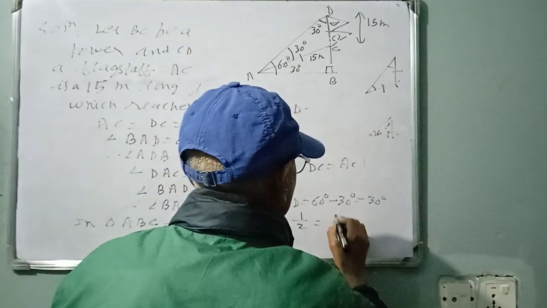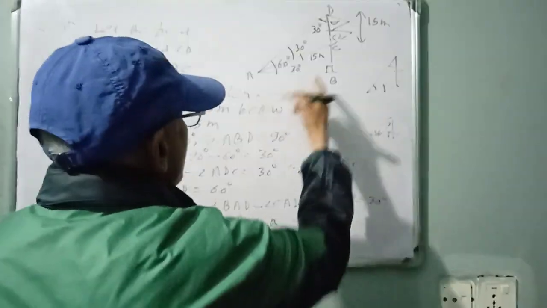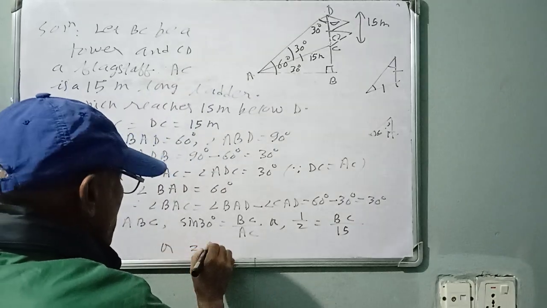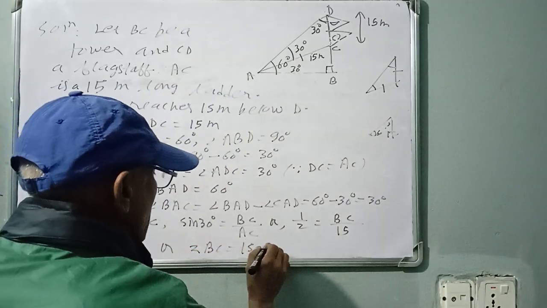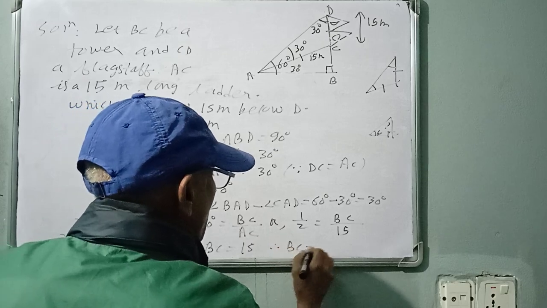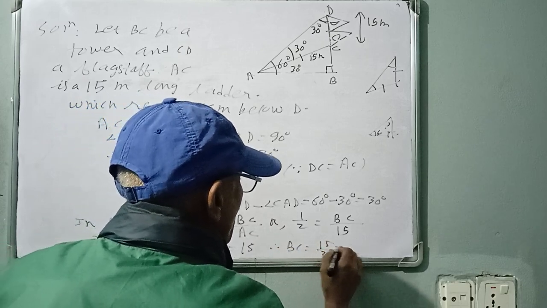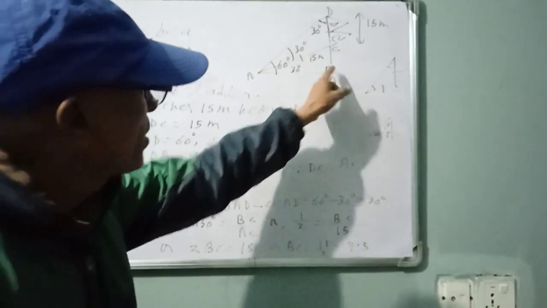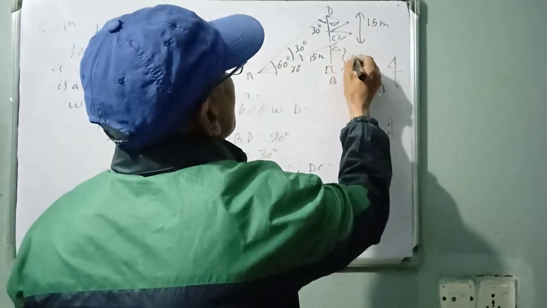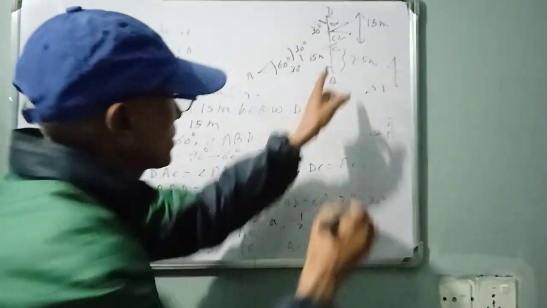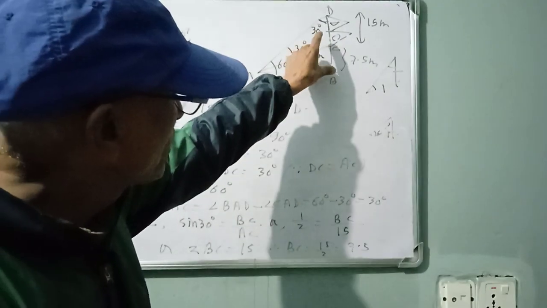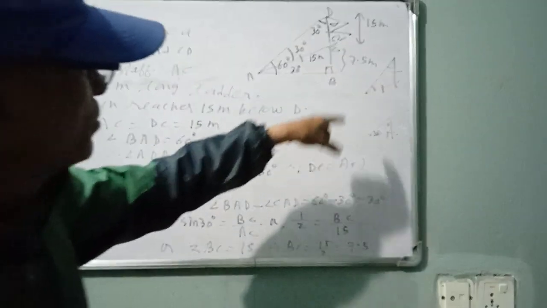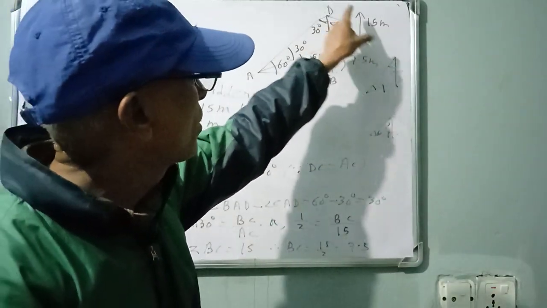What is BC? We don't know. What is AC? 15. Or twice BC equal 15. Therefore BC equal 15 by 2 or 7.5. BC equal 7.5. This is a tower. What is the height of the tower? 7.5 meter. But there is a flagstaff CD which is 15 meter long.